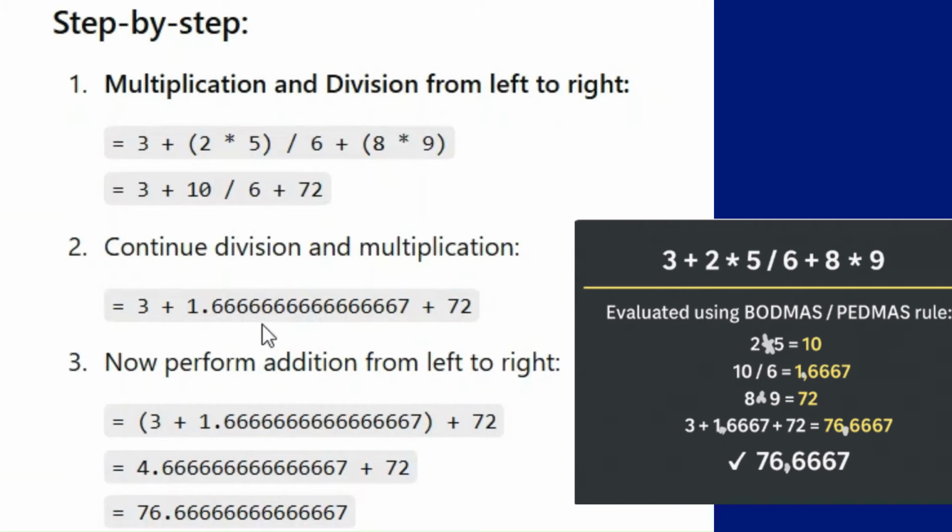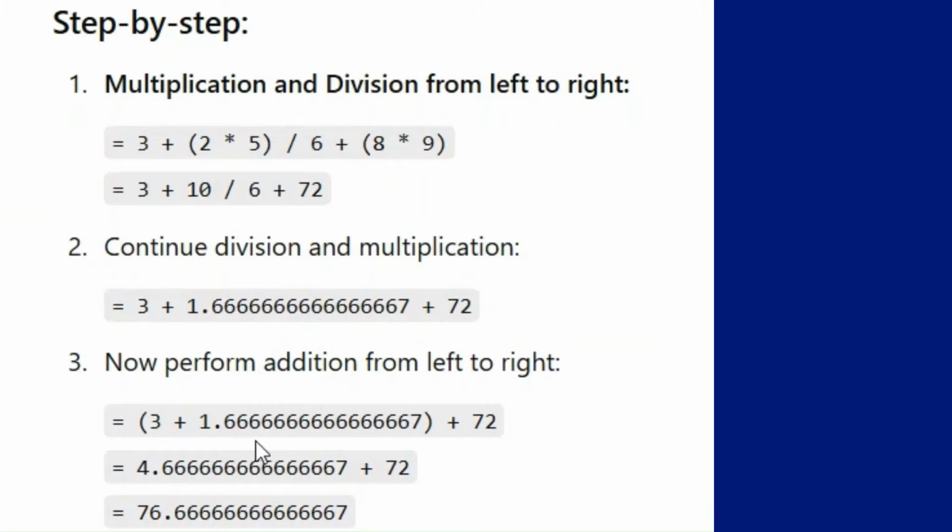4.666 plus 72 is equal to 76.666. So, the final answer is 76.666. Let us know what is the rule in Python to solve math expression.